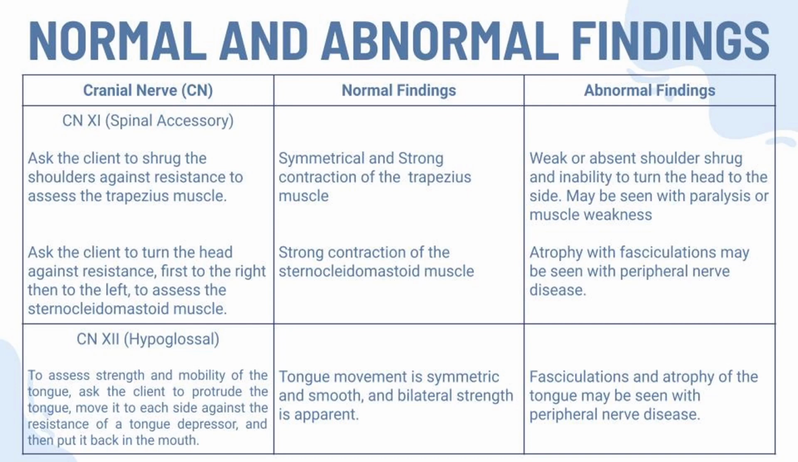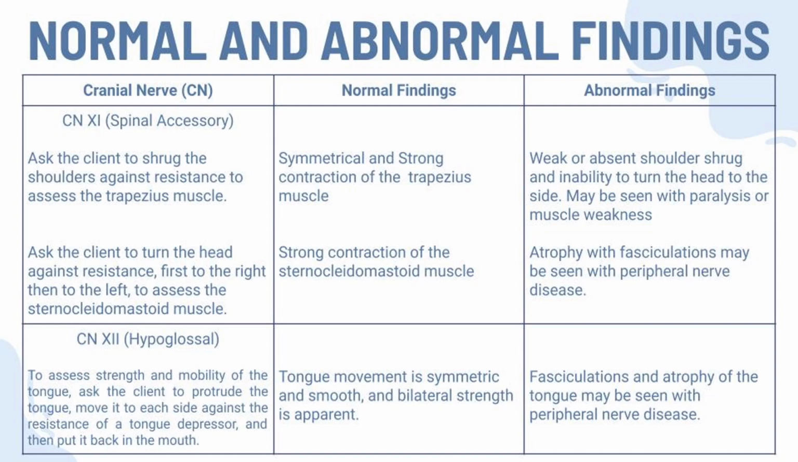Next, ask the client to turn the head against resistance, first to the right then to the left, to assess the sternocleidomastoid muscle. Normal findings are a strong contraction of the sternocleidomastoid. For abnormal findings, atrophy with fasciculations may be seen with peripheral nerve disease.